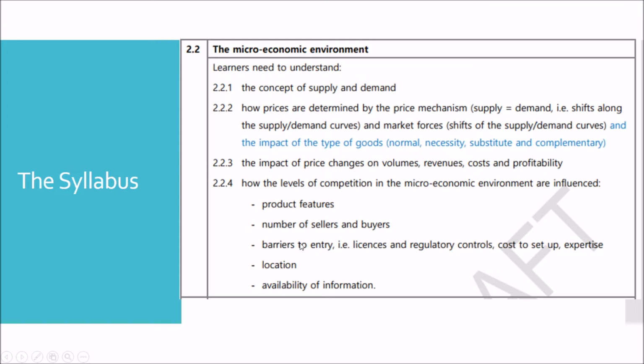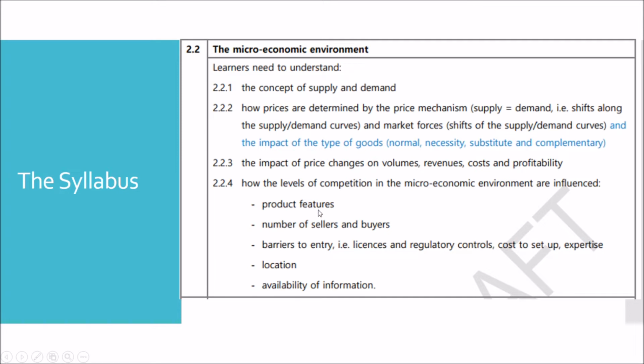Barriers to entry, which will be about trying to create monopolies if we can. Barriers to entry, potentially barriers to exit as well, and location, which will be a method of trying to create a barrier to entry. Availability of information as market types in terms of knowledge. So that's the syllabus here.